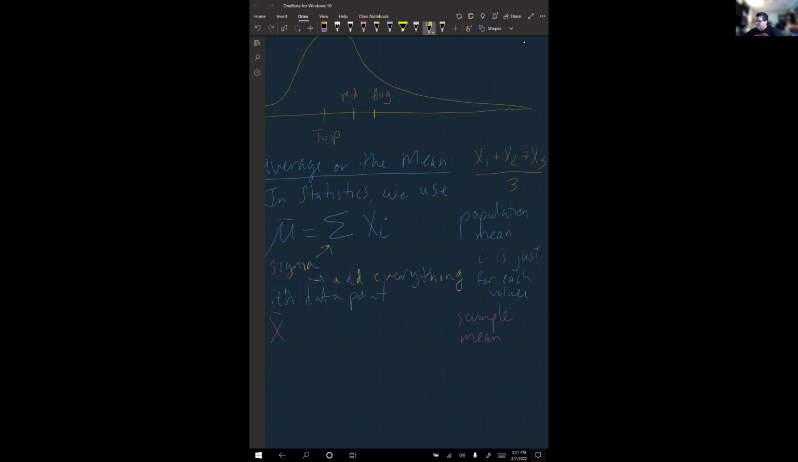I really need to get rid of that rainbow pen. It's fun for a second and it's just harder to read.